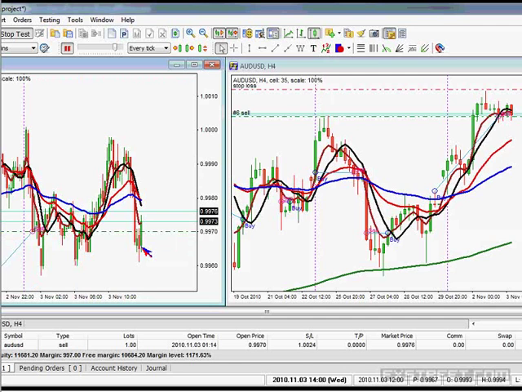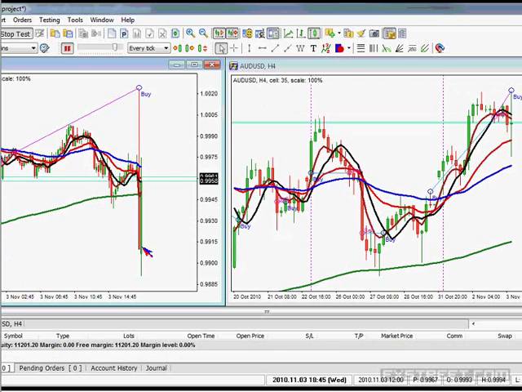See, this isn't working too well. Come on. Oh, look at that. There was a swing, but look, it took my stop to the pip, and then fell through the floor. Some news or something came out. That's one thing in Forex Tester, that you can't see the news coming. I might not have been in that short if I knew that there was something significant coming out.